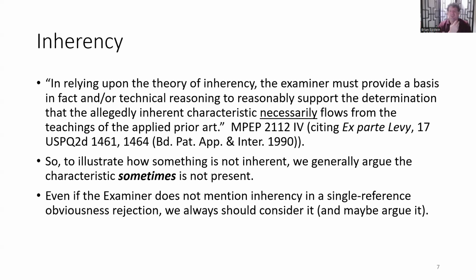So to illustrate how something is not inherent, we generally argue the characteristic sometimes is not present, right? It has to always be present for the examiner to make a good inherency argument. And even if the examiner does not mention inherency in a single reference obviousness rejection, we always should consider it, right? We don't want to make an ineffective argument. And in fact, usually we argue it. It's just a way of making sure the examiner knows where we're at. Examiners are often surprised when I do it. And then when they see all of the arguments, they say, oh, that's why he argued inherency first.